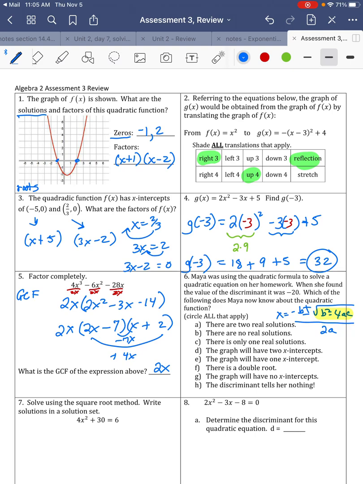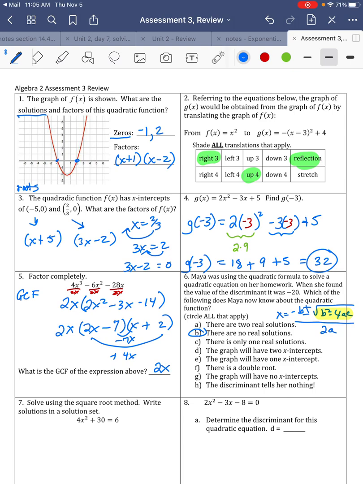That means that, if it were this problem here, you wouldn't see any x-intercepts. The graph would have to be above the x-axis, or maybe it's upside down and it's below, but it's never going to touch the x-axis. All right, so that means nope. There are no real solutions. That's true because they're imaginary or complex.